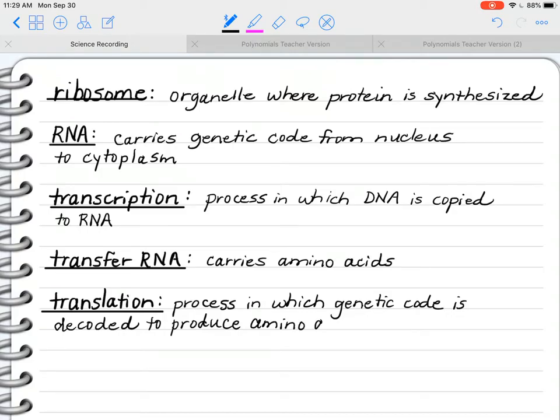All this is going on right now in our bodies. All this complicated stuff is happening as we speak in our systems. It's pretty amazing.